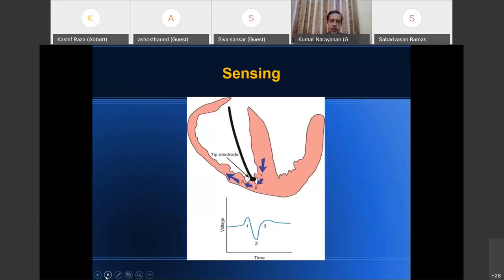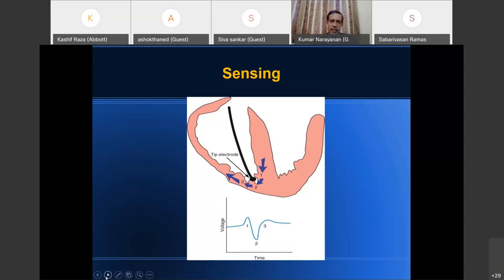Again, in the first session, we talked about how the device senses. So you have a lead in contact with the myocardium, and as the intrinsic wave of depolarization passes around the lead, it inscribes an electrical signal which is detected by the lead and then passed on to the pacemaker, and the pacemaker is able to say that an intrinsic event has occurred. So this is simple enough when this is the patient's own intrinsic rhythm. The patient has his own intrinsic R wave.